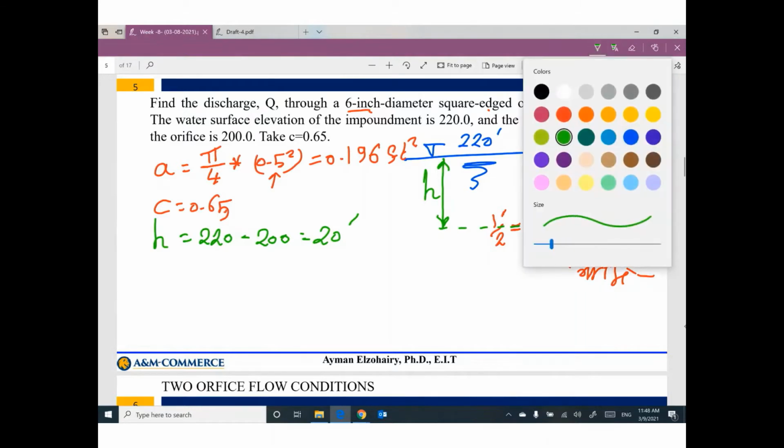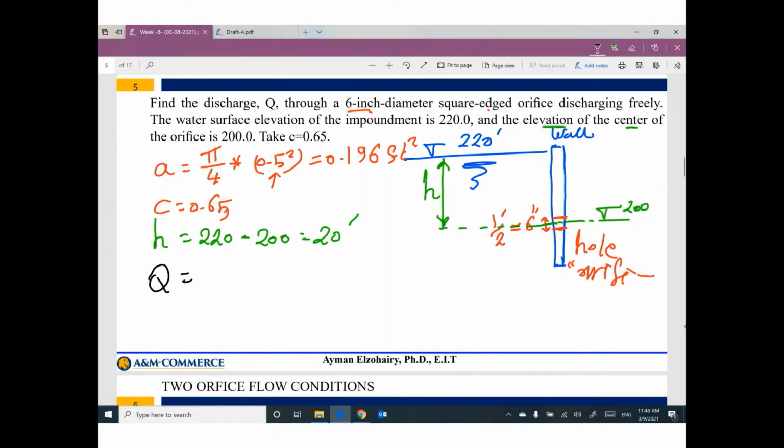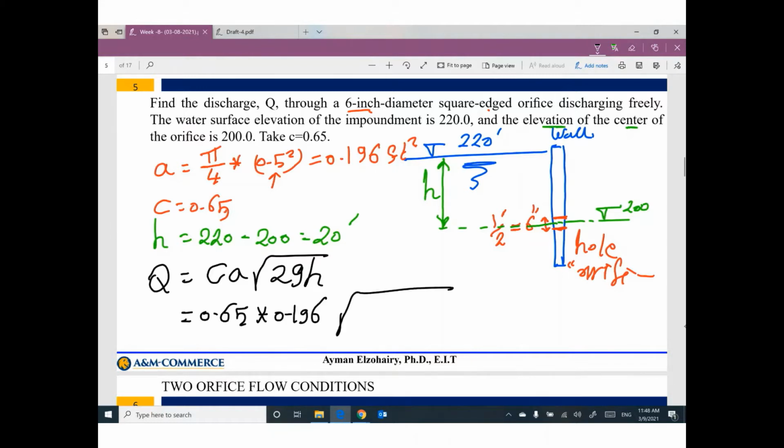So the discharge, which equals C A square root 2 g H, can be found. C is 0.65, area 0.196, g is 32.2, H is 20 feet. I can figure out this discharge, it's a piece of cake. 2 times 32.2 times 20 under the square root, times 0.196 times 0.65. Your value will be 4.5 cubic feet per second.